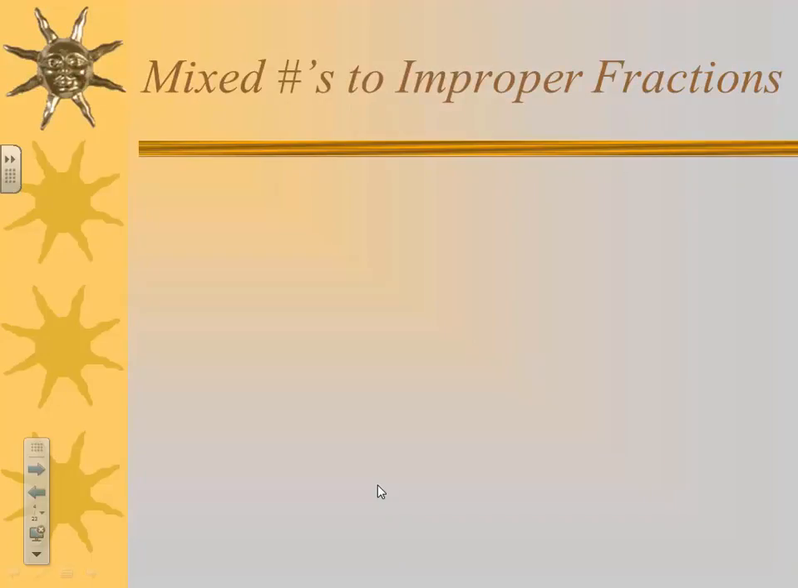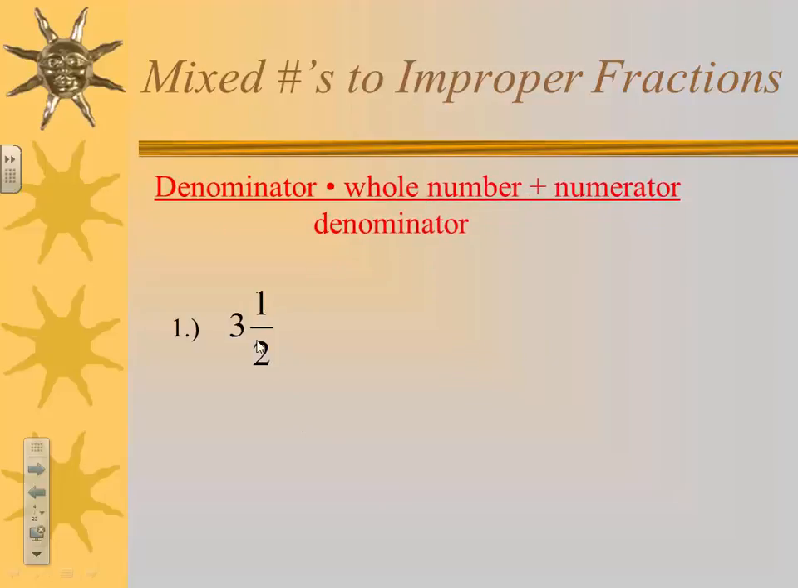Okay. So the first thing we're going to do is convert mixed numbers into improper fractions. So we have 3 1/2. Here's how we're going to do it. We're going to take the denominator, multiply it by the whole number, so 2 times 3, and then we're going to add the numerator. So 2 times 3 is 6. 6 plus 1 is 7. This is the math we just did, and the denominator stays the same, 7/2. So the denominator times the whole number plus the numerator, and leave the denominator the same.